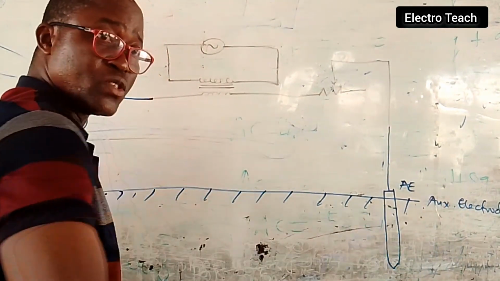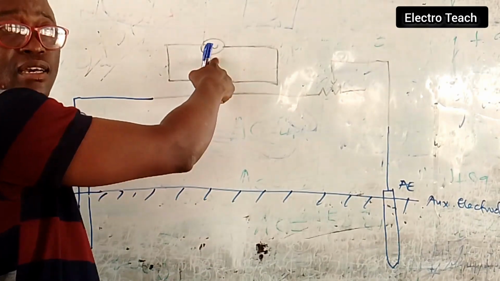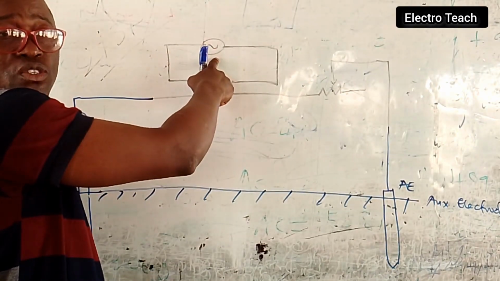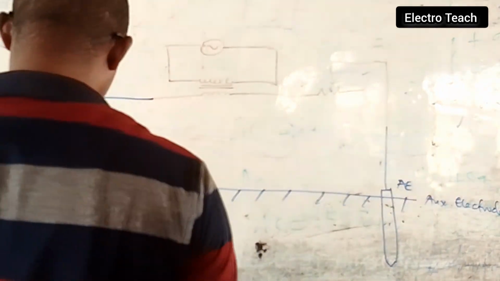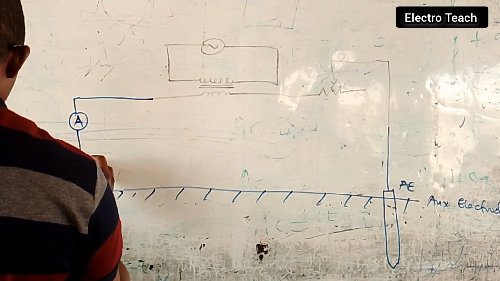As you vary the rheostat, current will vary. Now, it is AC supply. Take notes. This is not DC supply, it is AC that is used for the test.